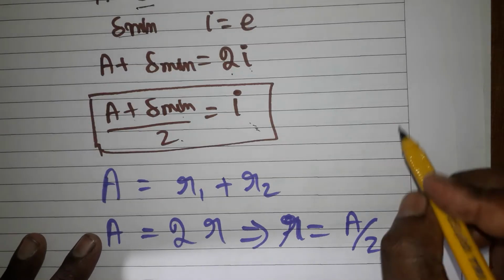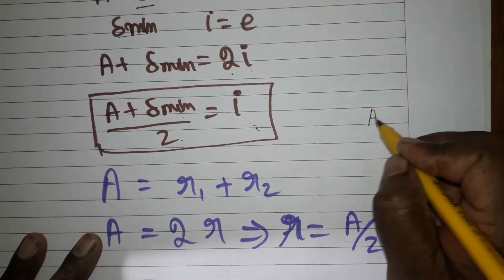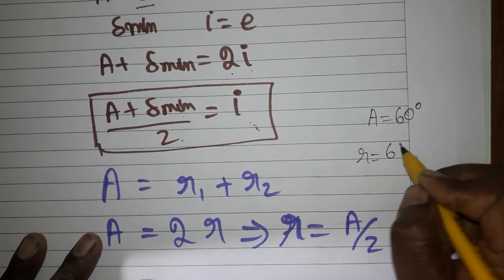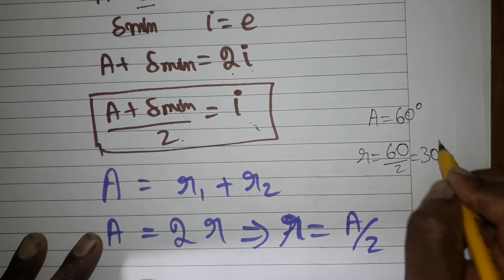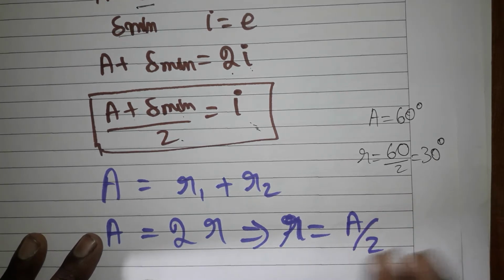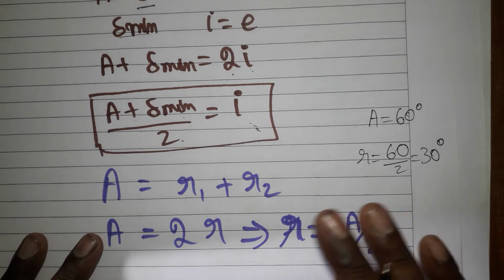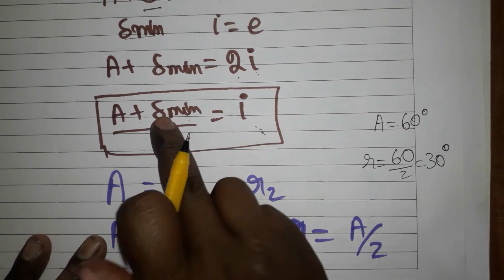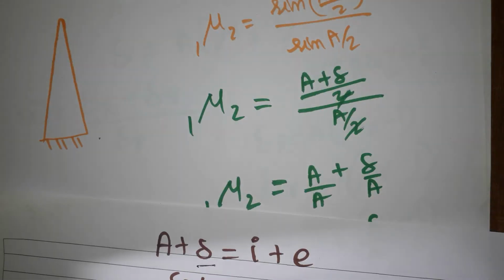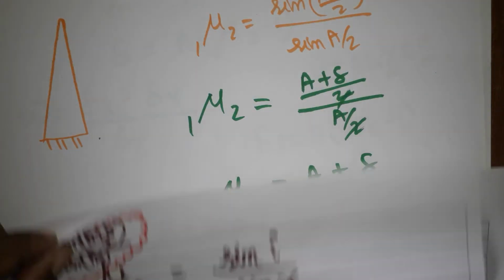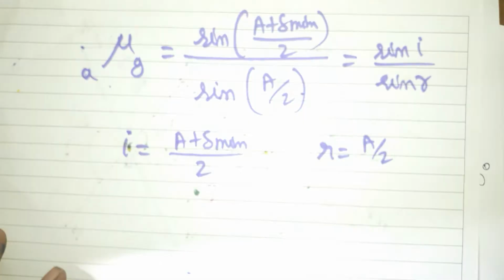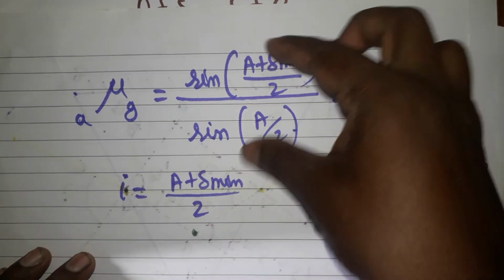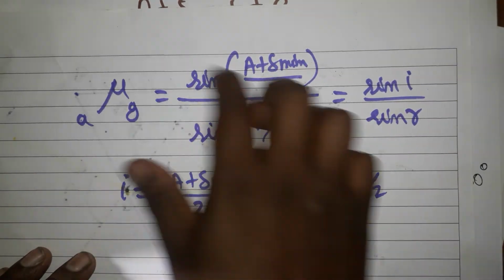One more thing: for a regular prism, an equilateral prism, the angle of prism is 60 degrees. R is going to be A by 2, that is 60 divided by 2, which is 30 degrees. This is also one of the fixed conditions: the refracted angle will always be 30 degrees at the minimum deviation condition. R is equal to A divided by 2, I is equal to (A plus deviation) divided by 2. We know these two from the prism. Then we substitute the values into sin I by sin R, the I value and the R value, and we get this. This is called the prism refractive index formula.